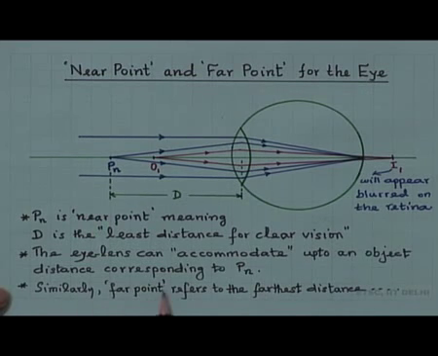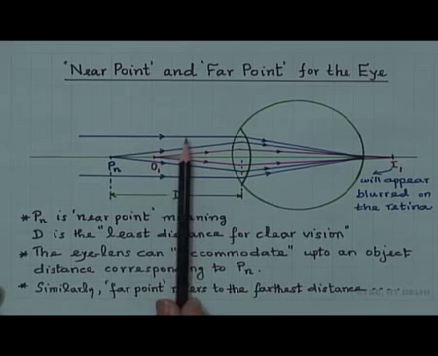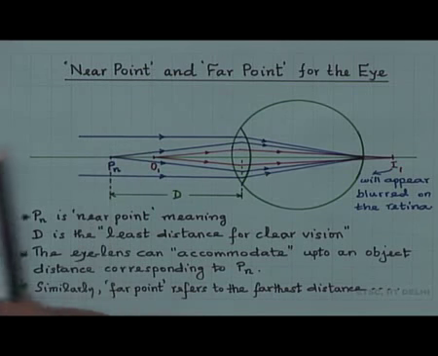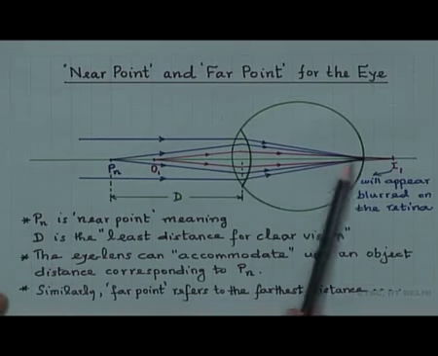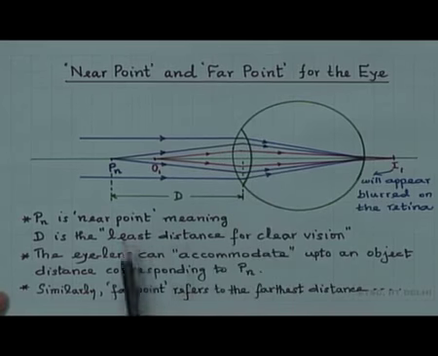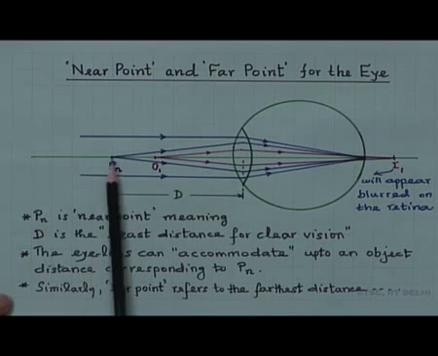Similarly, there is a similar definition for the far point. Far point is the maximum distance. For normal vision, we will see that the far point is at infinity. In other words, any object at a very far distance will be focused on the retina. But there are certain persons with certain defects where there is a finite far point.